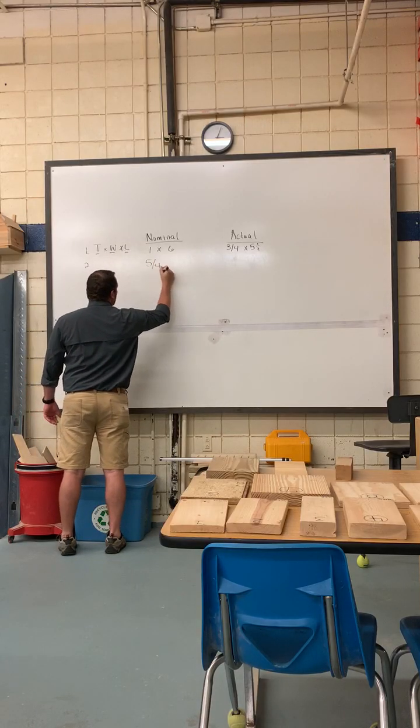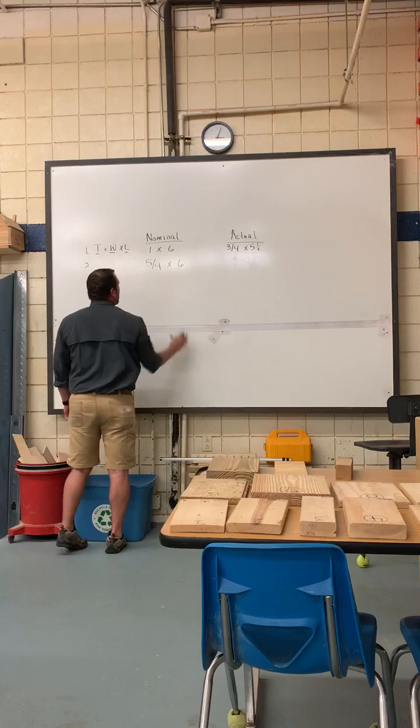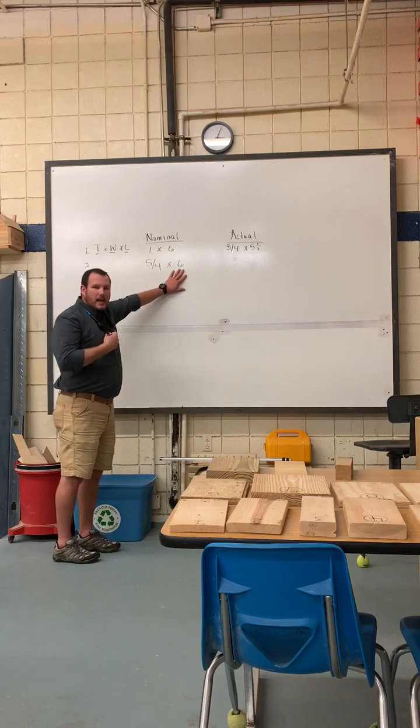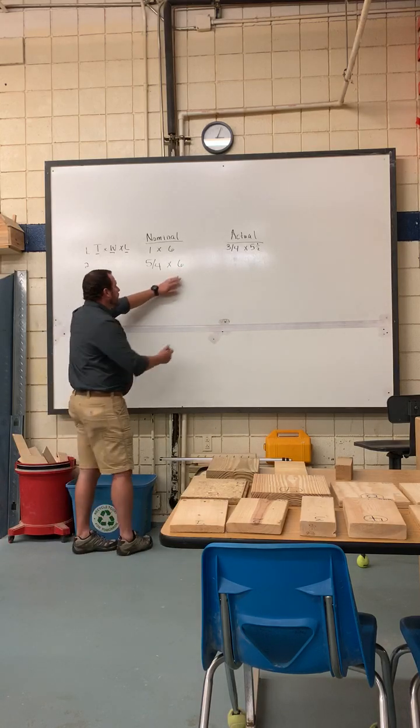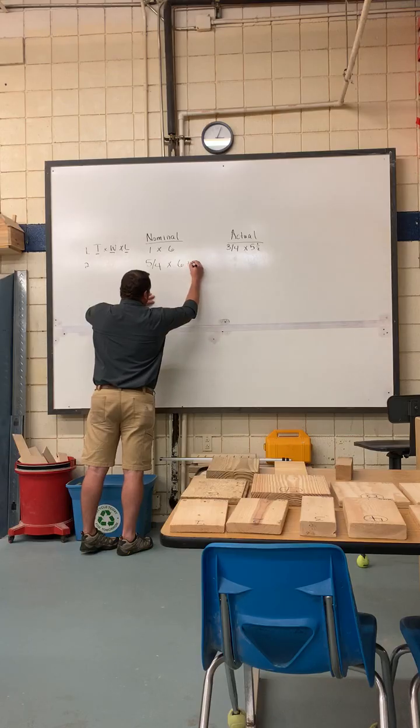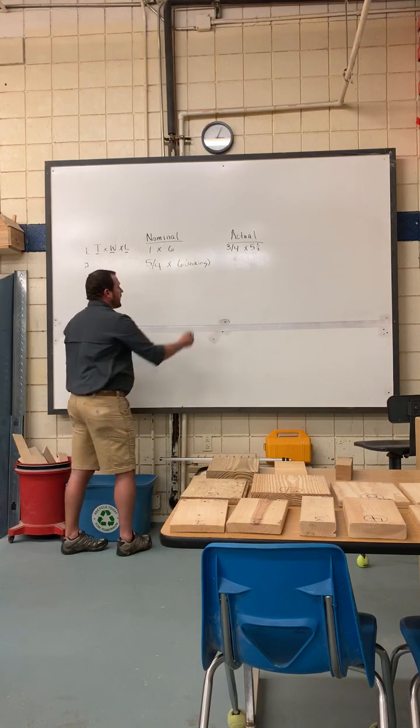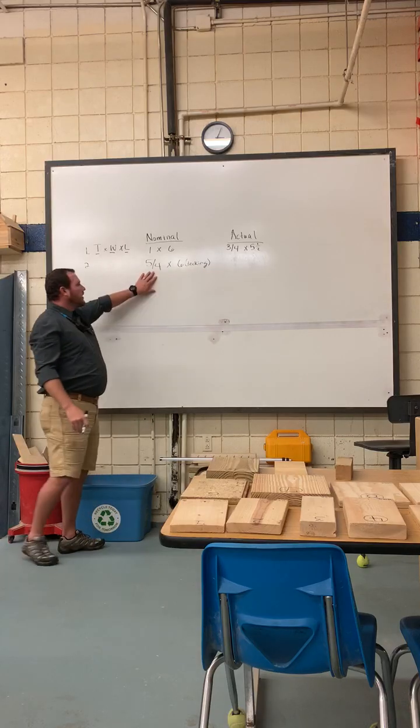This is how we write 5/4. So you could write 5/4 by 6. I happen to know that it's by 6, or you could write out here decking board. All right, this is what you would put on your deck at your house if you're going to build a deck, right? This is what you put on top of the floor joists.